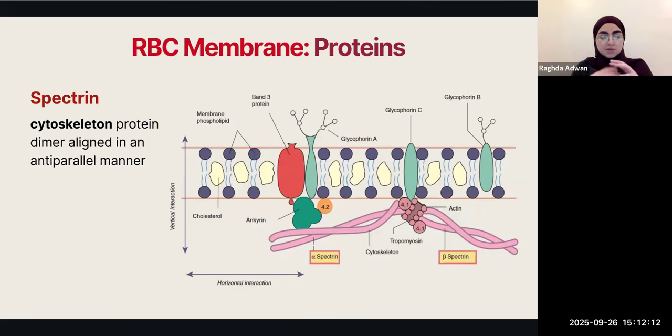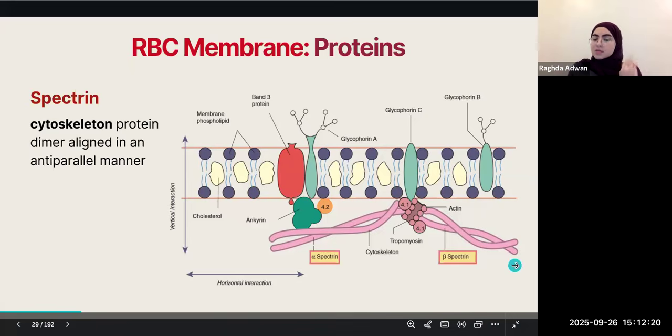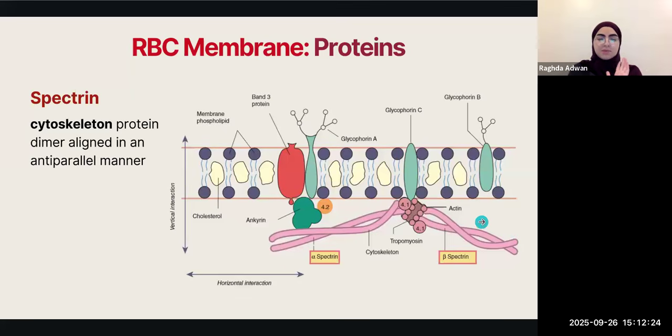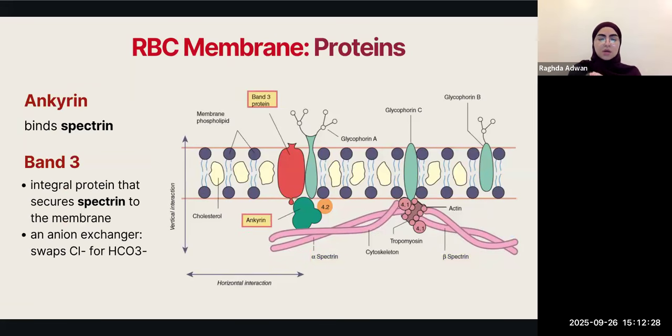This is the cytoskeleton. The cytoskeleton is made of the proteins in the cytoplasm which give the cells structure. Spectrin, alpha and beta spectrin, are cytoskeletal proteins that are aligned to the membrane in an antiparallel manner. Next up is ankyrin. You can see here, ankyrin is binding to spectrin. You can see they're bound there.